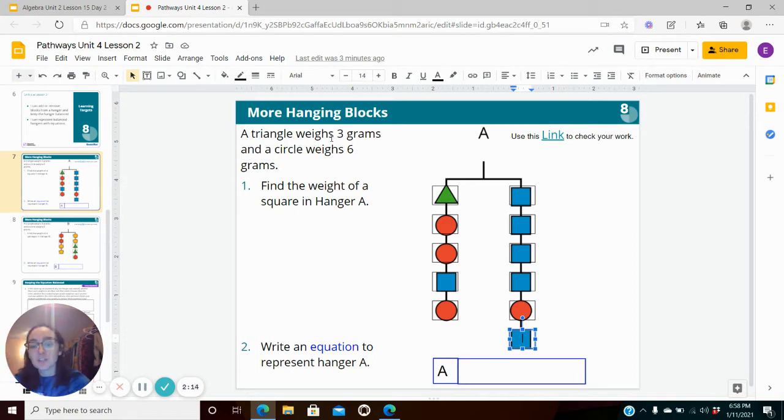So it tells us some information, okay? So it tells us triangles weigh 3 grams and circles weigh 6 grams. So now what I want you to do is on your slideshow, I need you to put that information that they just told us in there. So let me show you what I want you to do. I want you to go back to your slideshow and label all of your triangles as 3 and all of your circles as 6. So I want you to take 2 minutes right now to flip back and label all of those weights on those shapes. I'm going to stay here. You're going to head over there and label your shapes and come back.